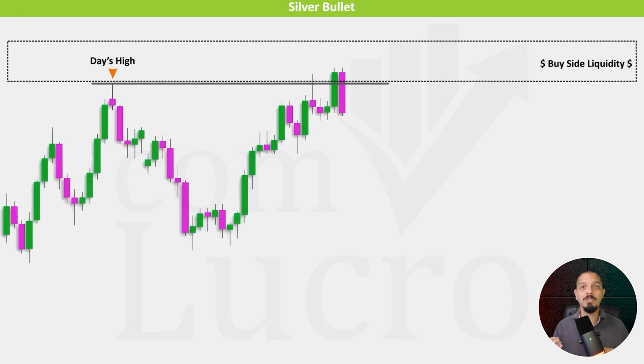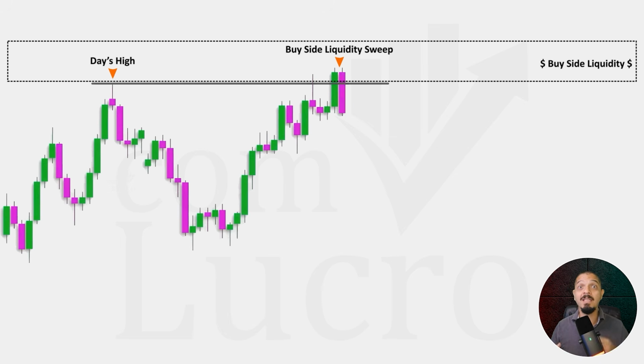To trade the Silver Bullet, wait for price to break above the day's high during the London or New York session, and then quickly return inside the range, taking out the buy-side liquidity. This movement above a key intraday level attracts breakout traders, but the fast return inside the range signals that liquidity has been collected. This liquidity sweep above the key structure of the day suggests that a potential reversal may be forming, especially when it occurs during high-volume session times.